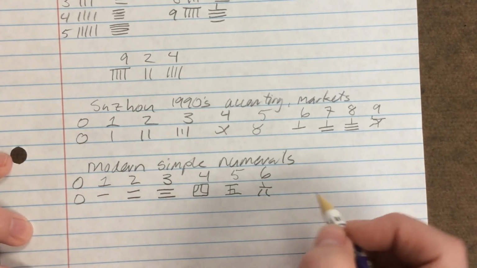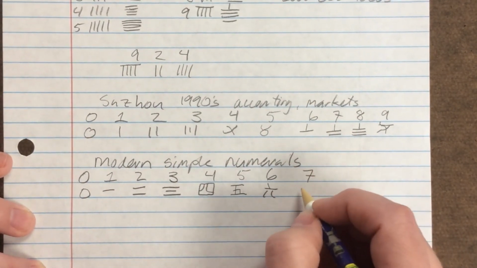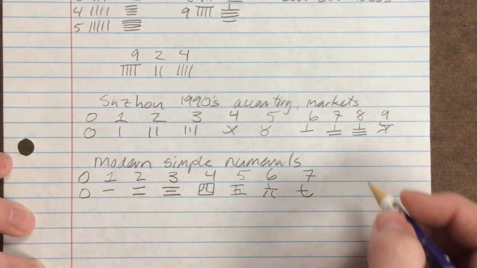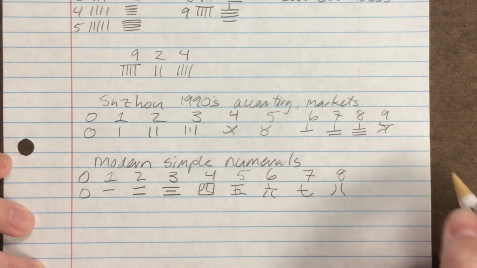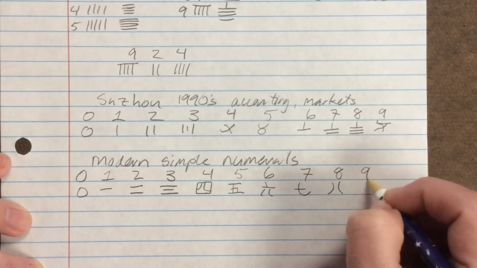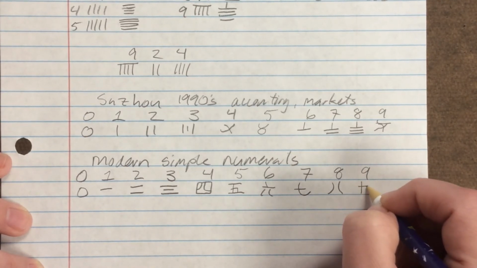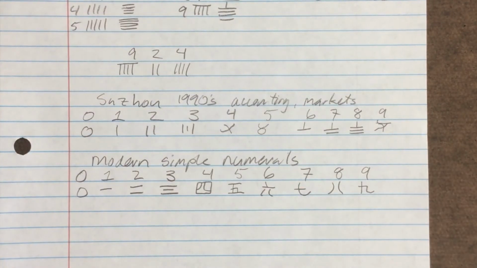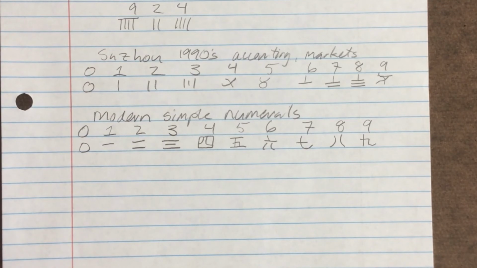Anyway, sure. 7 is kind of like a J with a cross through it. And 8 is kind of like that. And 9 is kind of like that. Oh, it's all good. I'm trying. Okay, so that's how to get 0 through 9.